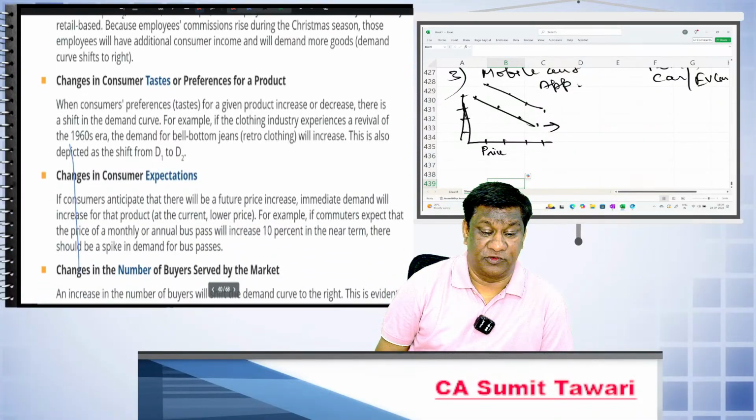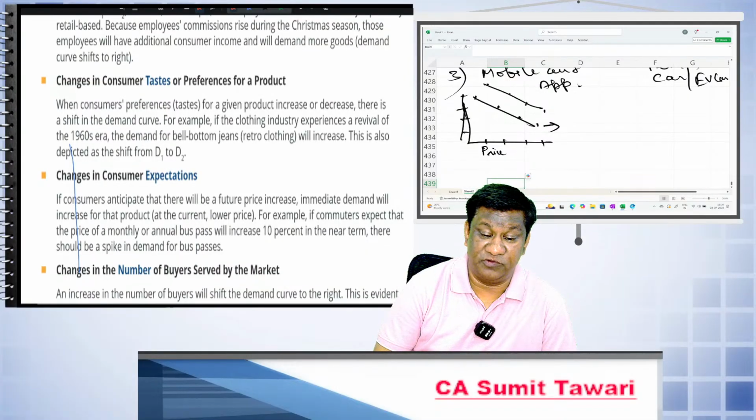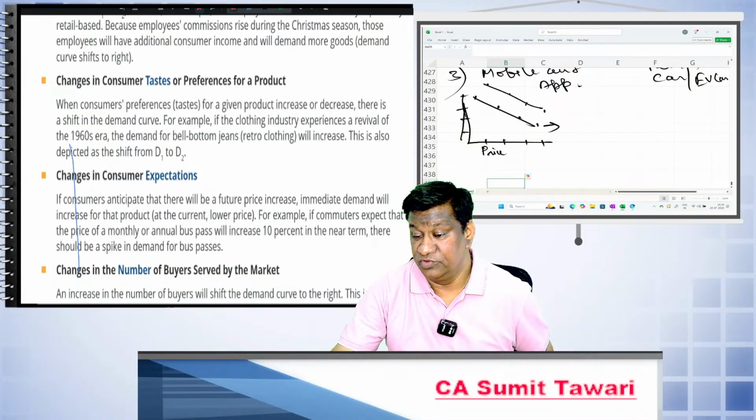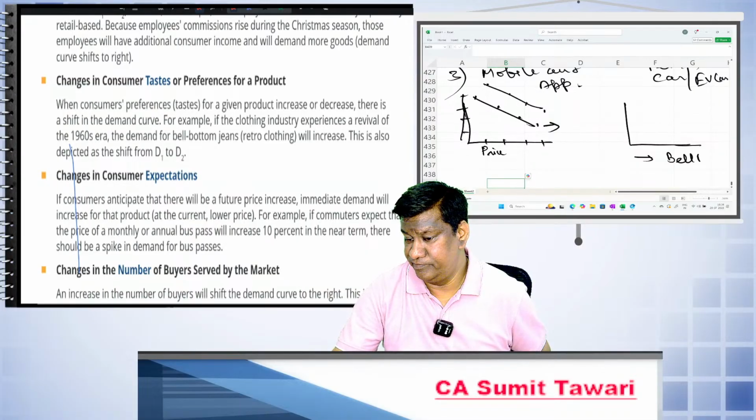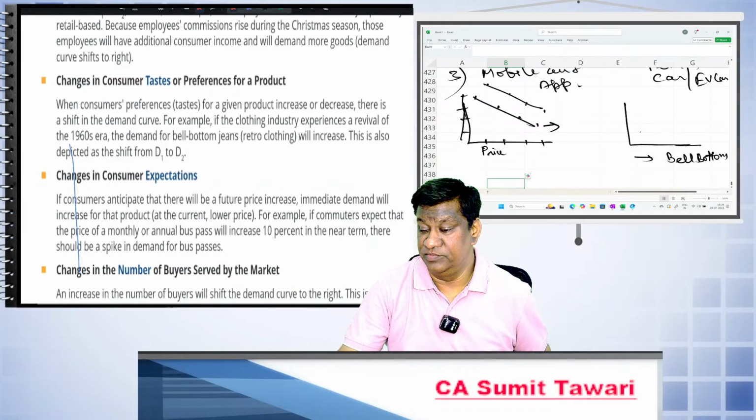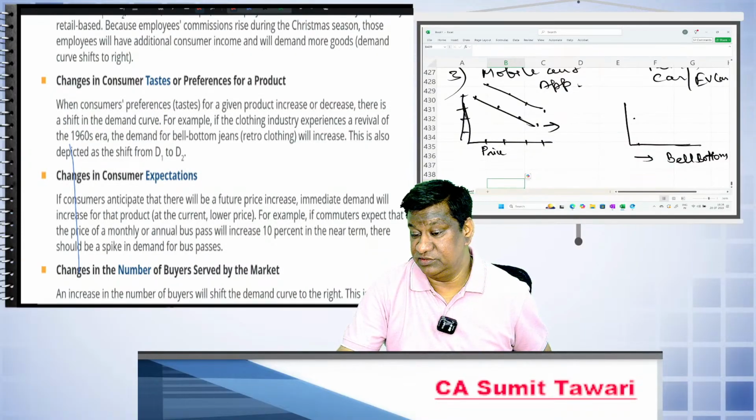Changes in consumer taste or preference for a product. When consumer taste or preference for a given product increases or decreases, there is a shift of the demand curve. For example, if the clothing industry experiences a revival of the 1960s era, the demand for bell-bottom jeans and retro clothing will increase, and this is depicted as a shift from D1 to D2. So in earlier days, maybe the demand is this, but now because most of the people started to shift to bell bottoms, the demand for this particular price may go like this.